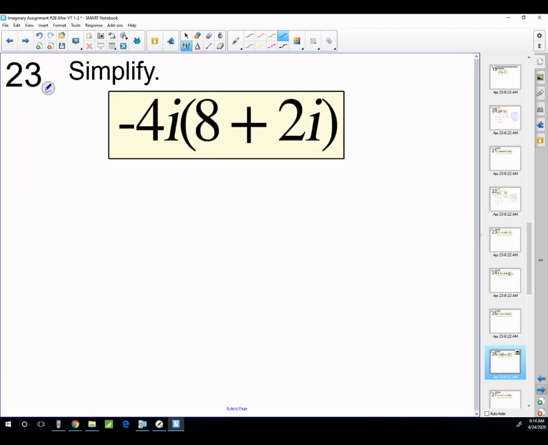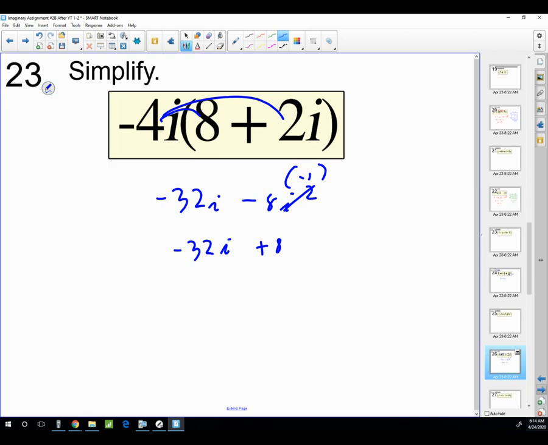Number 23. I mean, just multiply this as if they were polynomials. They're not, but, you know, they have some of the same properties. So that's -32i minus 8i squared. And that'd be -32i. That becomes a -1 plus 8.